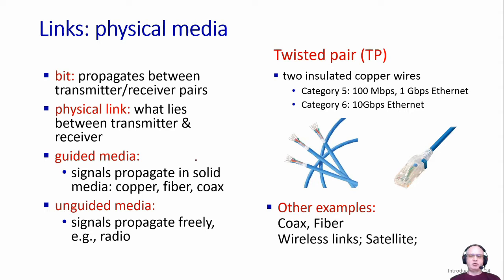Principally, they can be grouped into two groups, guided and unguided media. Guided media here, examples would be based on copper or optical fiber or coax cable. An example is shown on the right. This is called twisted pair wiring. The blue here, these are so-called category 5 Ethernet cables. They can be used for Ethernet up to 1 gigabit per second.